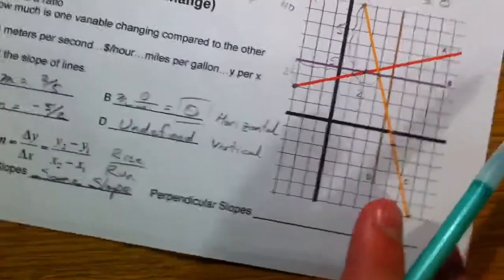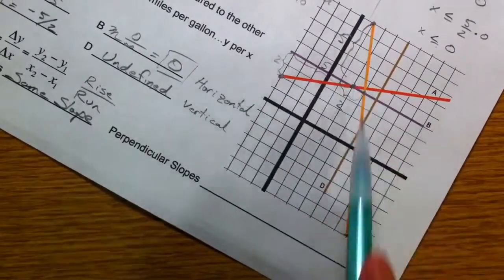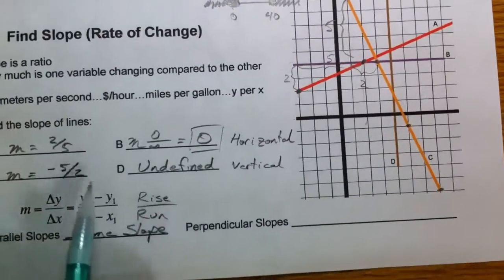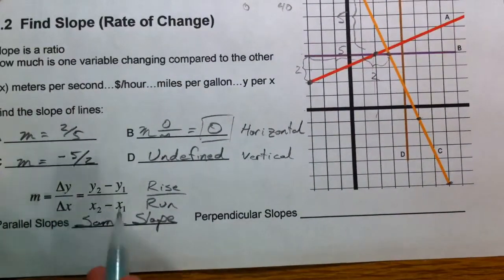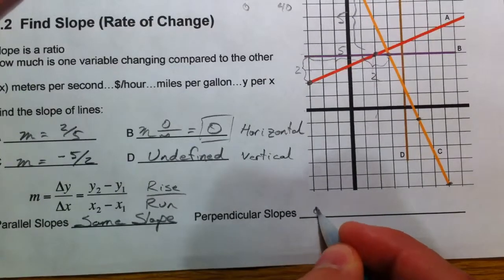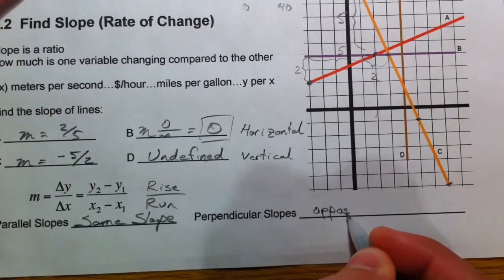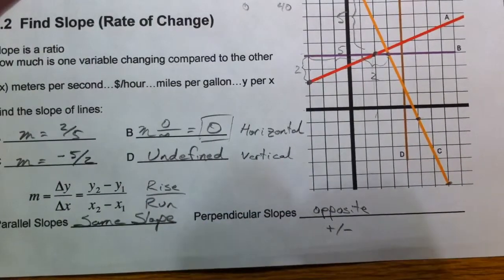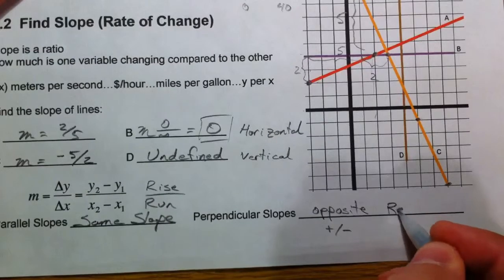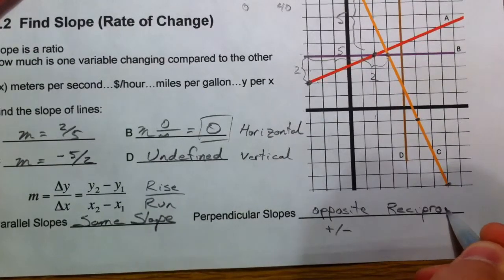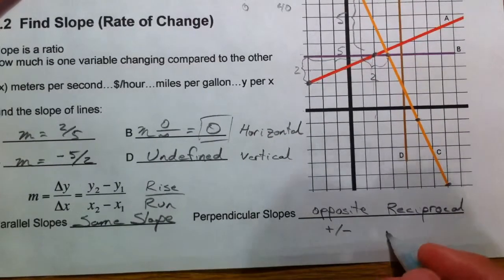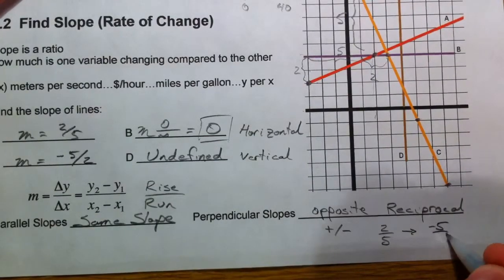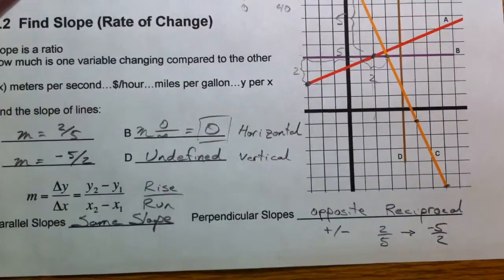You could think of, see how that's making a perfect 90-degree angle. Notice the difference between 2/5 and negative 5/2. What we call those are opposite, plus or minus reciprocals. So 2/5 became negative 5/2. That's what we mean by that.